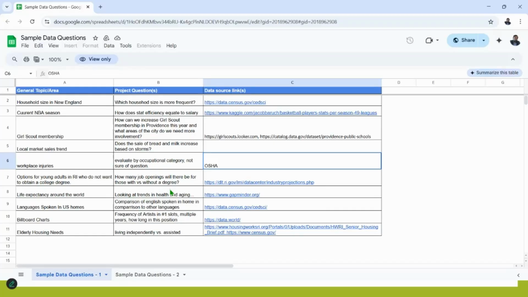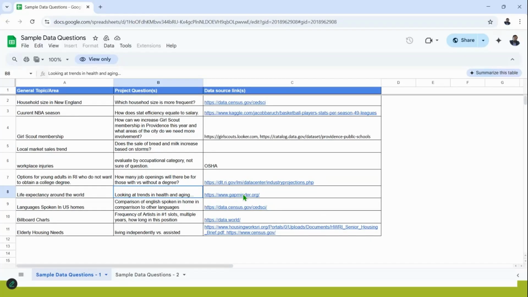Life expectancy around the world, looking at trends in health and aging. If you remember this Gapminder, Hans Rosling, you remember he demonstrated by plotting life expectancy versus family size, right? So, same thing. This is the same website, Gapminder. He is the founder of Gapminder. This person went to that website and was looking for the trend in health and aging. Not life expectancy, health and aging.